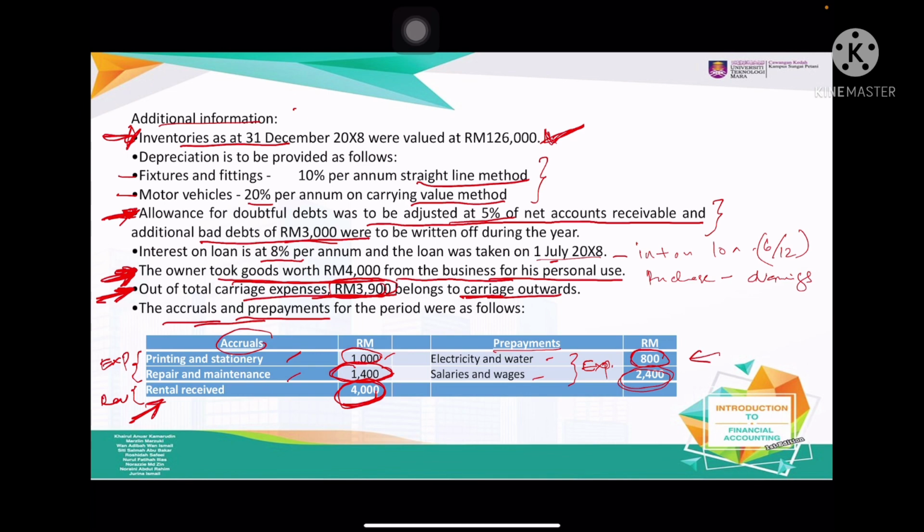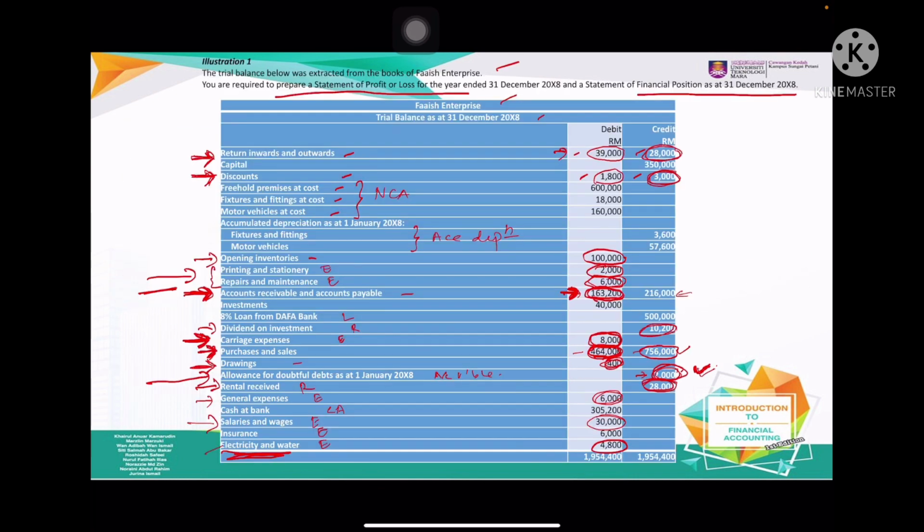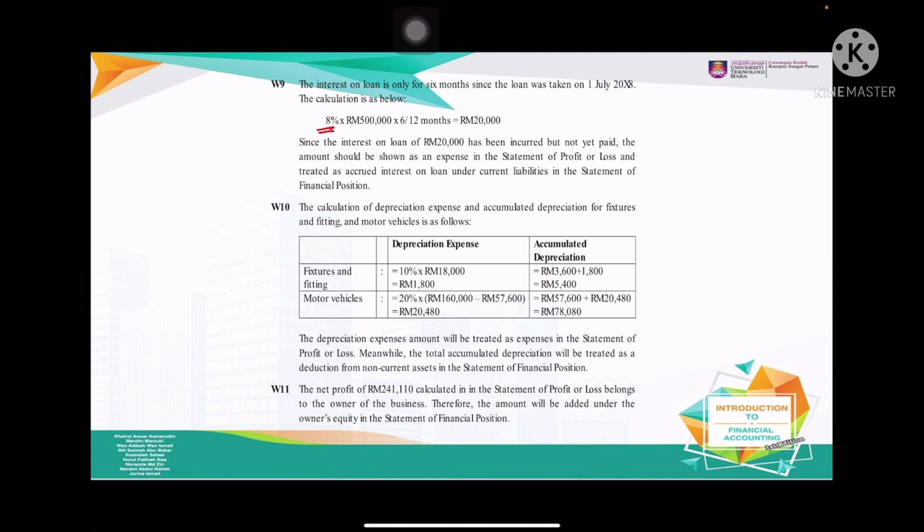Right, so interest on loan here 8% and is on 1st July, is only 6/12. Right, so what is the total interest? Sorry, total loan is actually 500,000. Alright, 8% times the amount of loan times only 6/12. What 6/12 is start from the 1st July until 31st December. So this is for 6 months. And then the interest is 20,000.